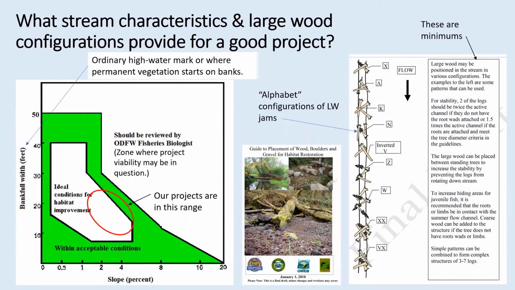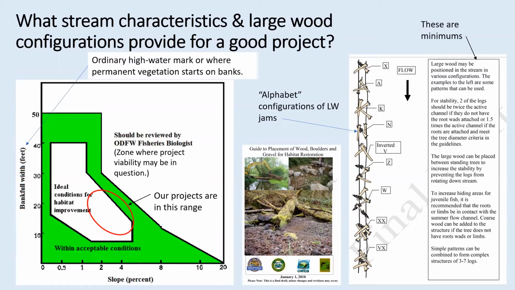And I won't go through this text, but just to show you a couple of key points here: the thing to keep in mind is that this is pretty easy to do, and a lot of folks use it. It's the alphabet configurations of large wood jams. So think about various letters and how you can arrange logs. The key here is that you're interlocking these logs so that if they're going to move, most likely they move as an assembly. And you can combine these different letters depending on how many logs you have to work with. As you can see here, you can use simple X's to Z's and whatnot. It just leaves it up to your imagination and what it is you have to work with.